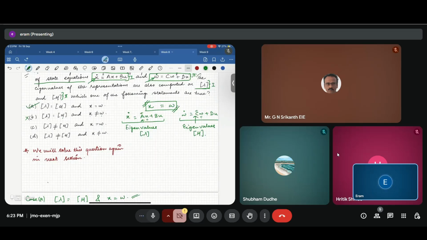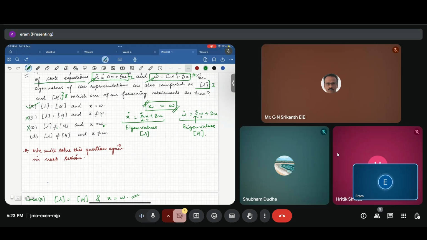And the third option is saying that the states are equal. So the moment the states are equal, what does it mean? It always means that a will be equal to c and the eigenvalues will be equal, but it is saying that the eigenvalues are not equal, so this option is not correct.